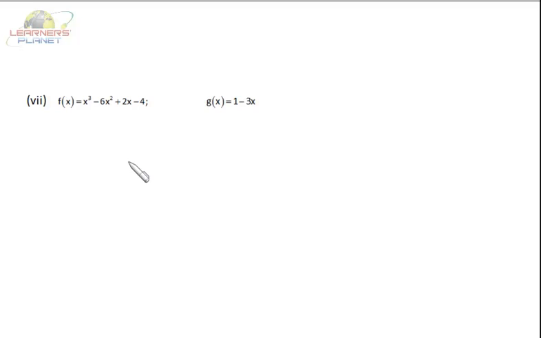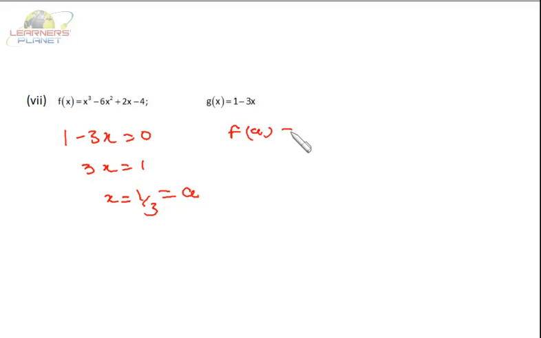Now in this question, first of all, let's calculate the value of a. So it is 1 minus 3x is 0. That means 3x is equal to 1. That means x is equal to 1 by 3, which is the value of a. Okay, so now we have to calculate f(a). That is f of 1 by 3.